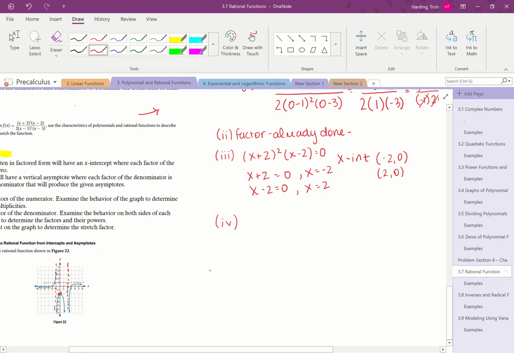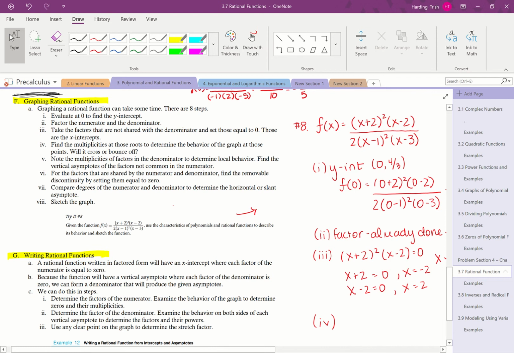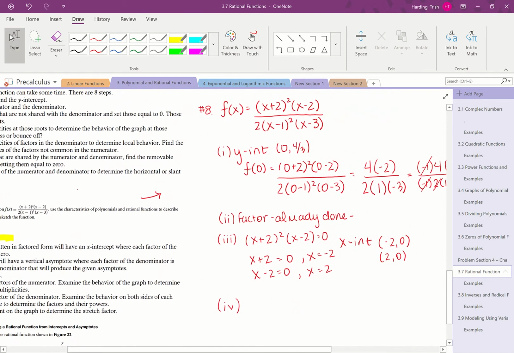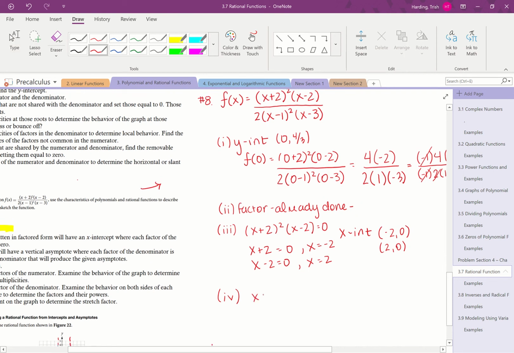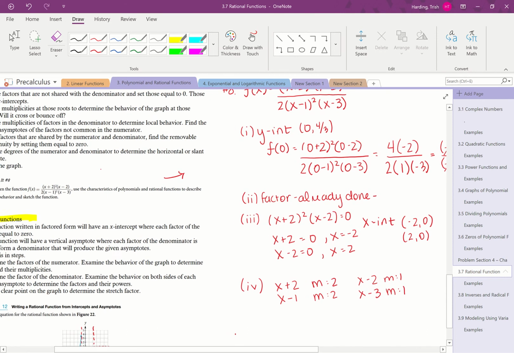Now our fourth one. So let's just see what number 4 is. We need to determine the multiplicities of the roots. Notice that x plus 2 has a multiplicity of 2, and x minus 1 also has a multiplicity of 2. X minus 2 has a multiplicity of 1, and x minus 3 has a multiplicity of 1 as well. We're just going to make note of those because those will come in later.